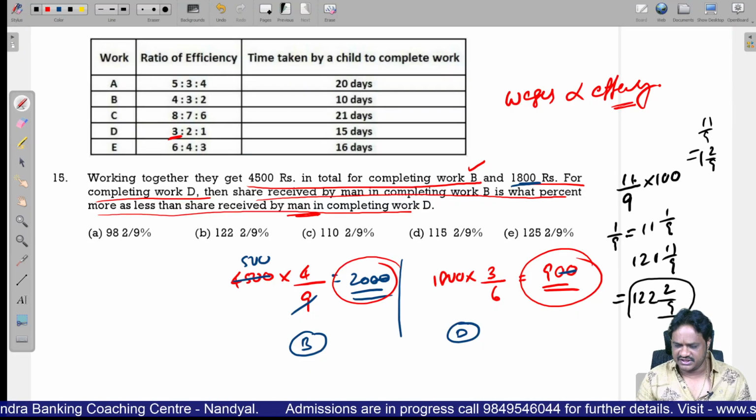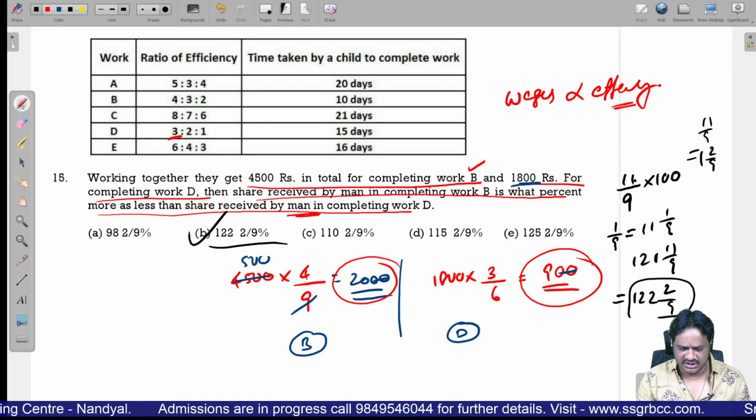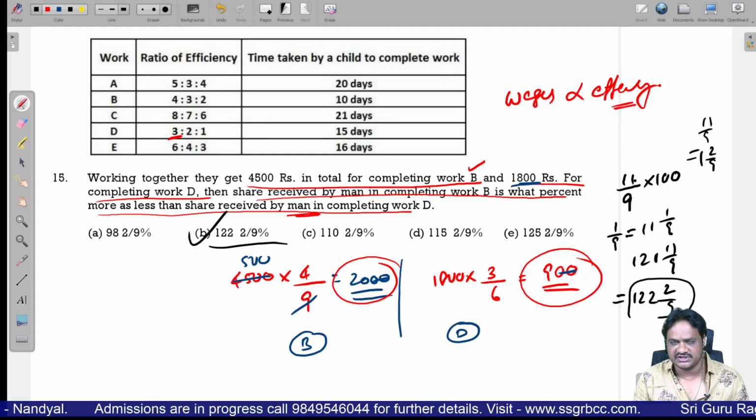The correct answer is 122 2 by 9. Option is 2. 2 is the correct answer. In the next class, we will discuss some more problems.